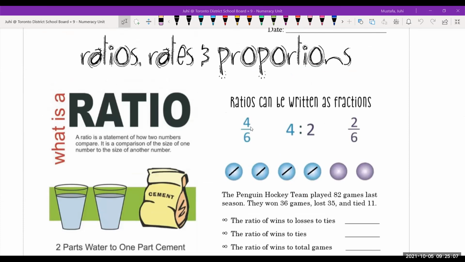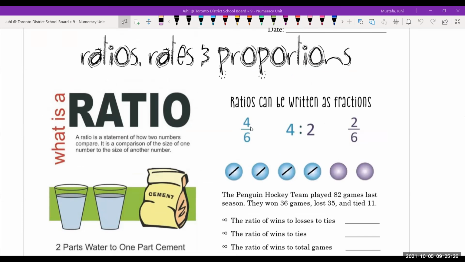If you take a look at the circles here, I have 4 blue circles and 2 purple circles. So I have 6 circles in total or 6 spheres in total. And if I'm asking you how many of those are blue, you would say 4 out of 6 are blue. And if I asked you how many were purple, you would say 2 out of 6 are purple.